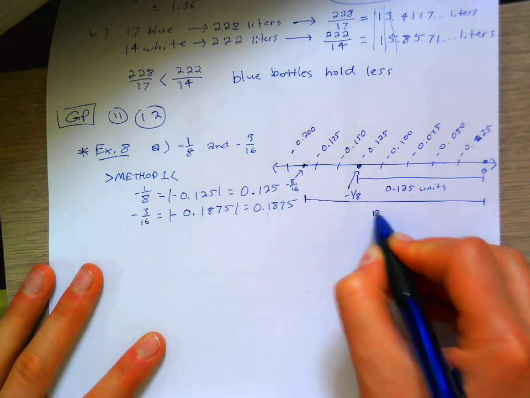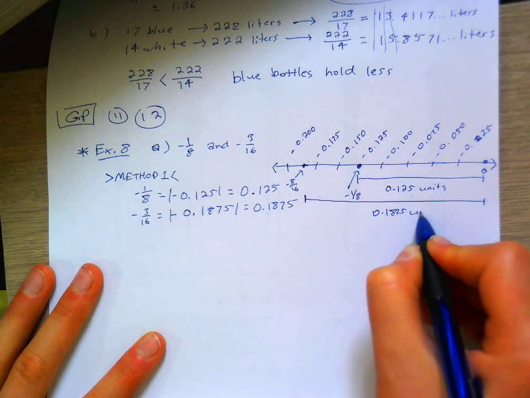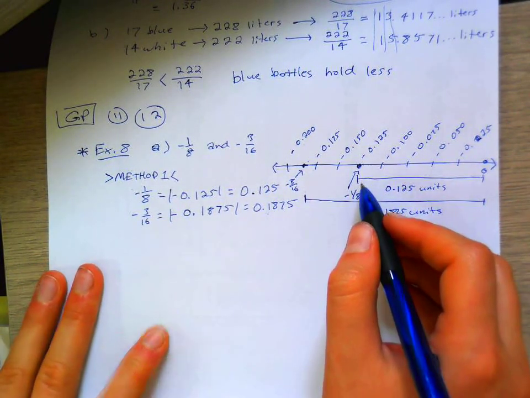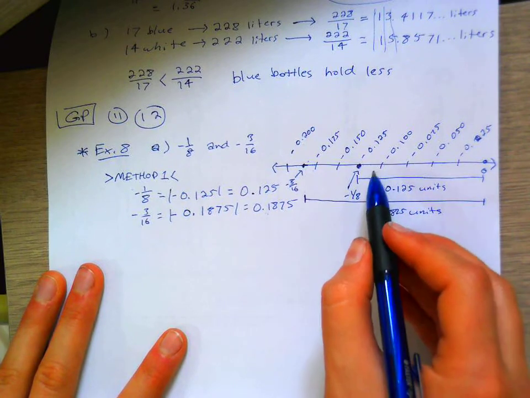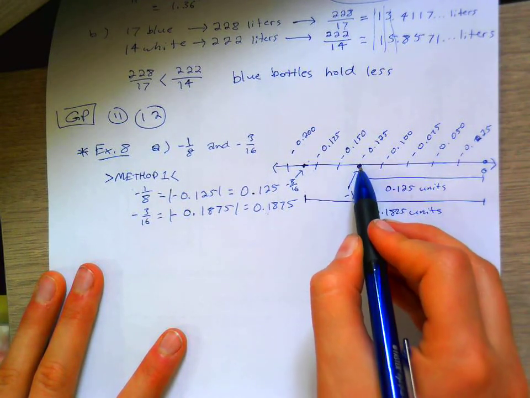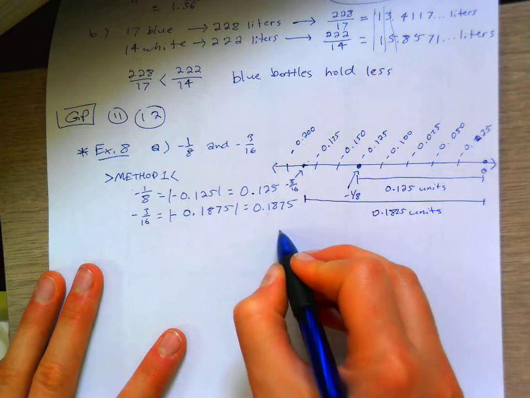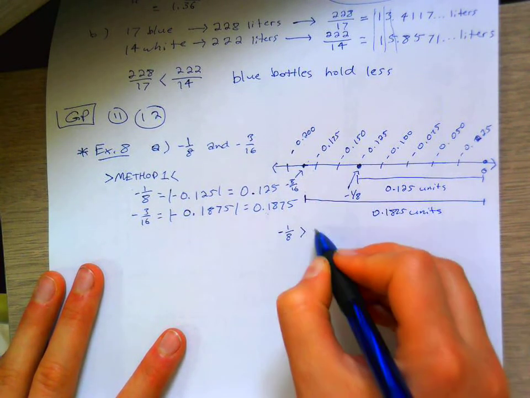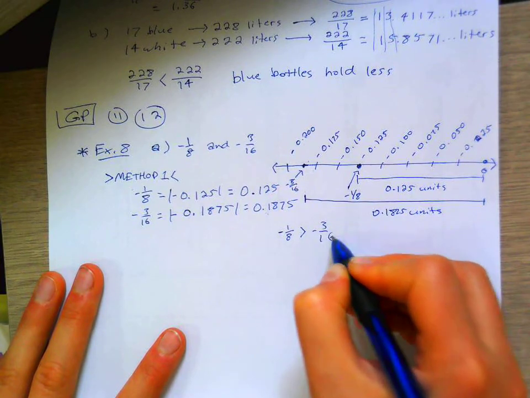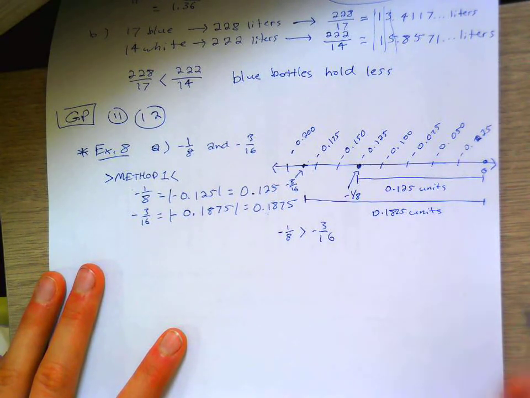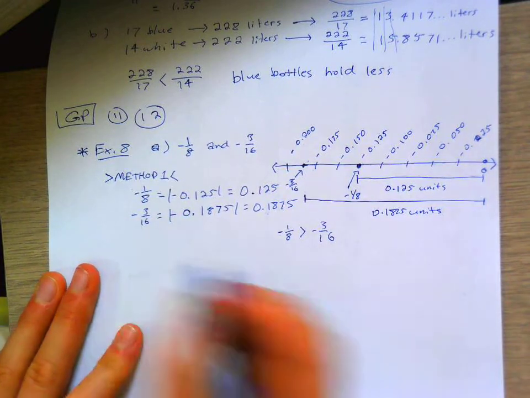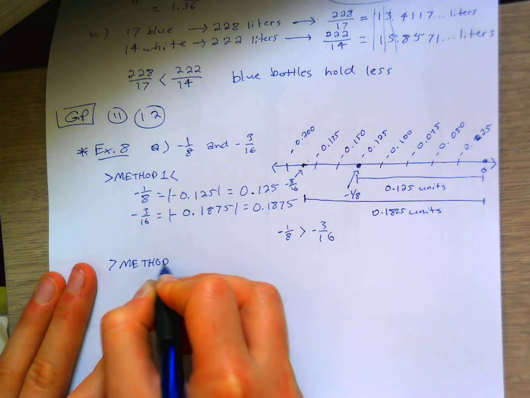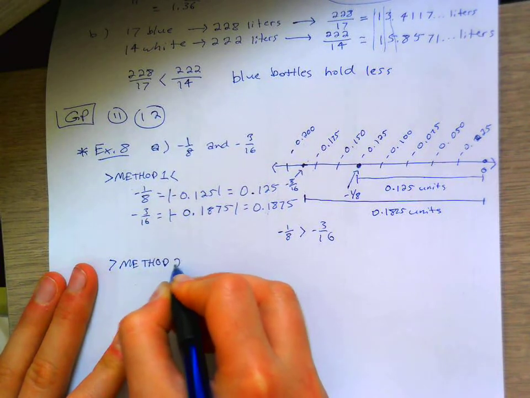Now we can compare them based on this, because we see that this number is greater, it's farther this way. -1/8 is greater than -3/16. And that is how you compare them on a number line. Let's try method number 2. I want you to try both methods when the guided practice problems tell you, but when you figure out the method you like, you can do either one that you like better.